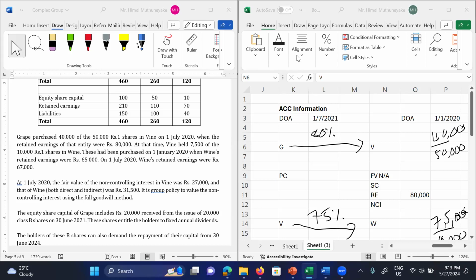It should be 1st July 2021 because we have learned we are only taking the date where the group is effective. When the effective group is created, that date we need to take into consideration when we calculate the goodwill. So the effective date of the complex group is 1st July 2021. So we take this date, right?